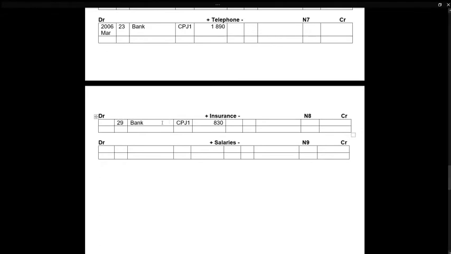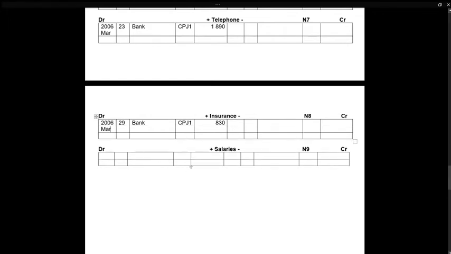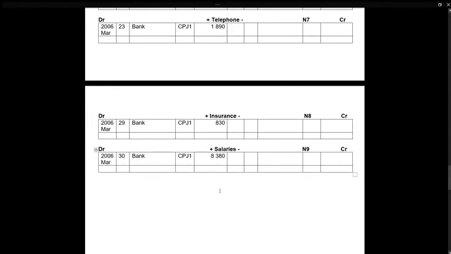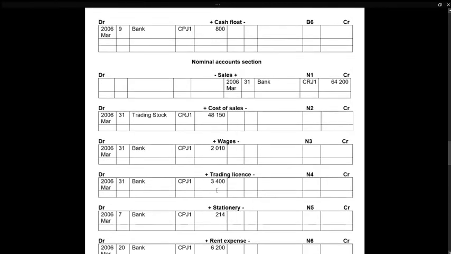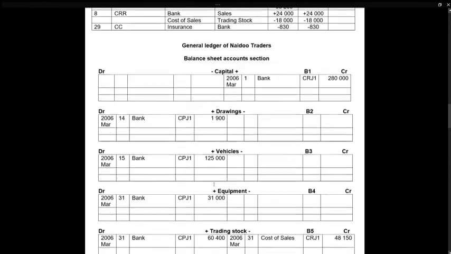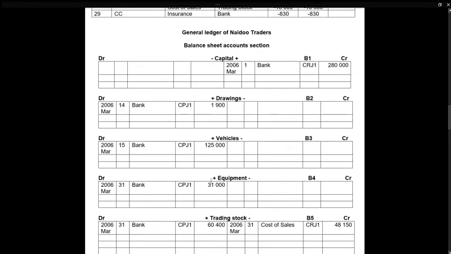Insurance took place on the 29th of 2006 in March. Right, salaries was 8,380 Rand. Also, I got the information from my CPJ1. Details will be bank. Took place on the 30th, 2006 March. Right, so we are done posting from the journals. Now we need to balance and total our general ledger. So I'm going to run through this and explain how I'm doing it as I'm doing it.